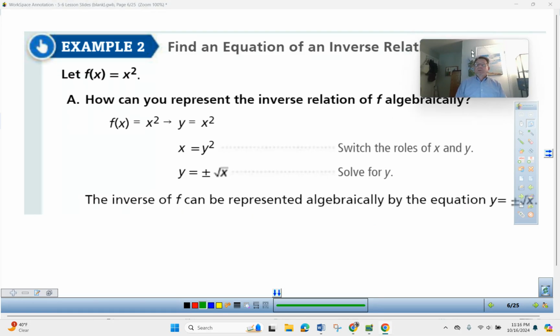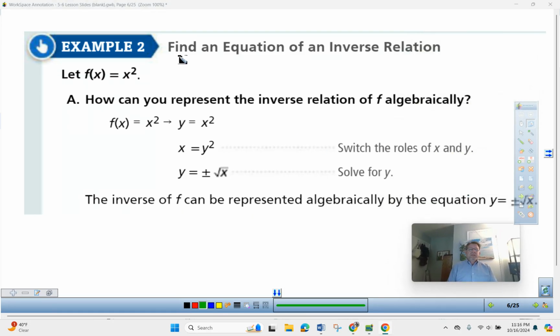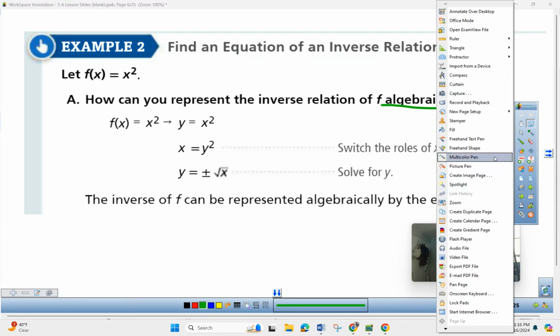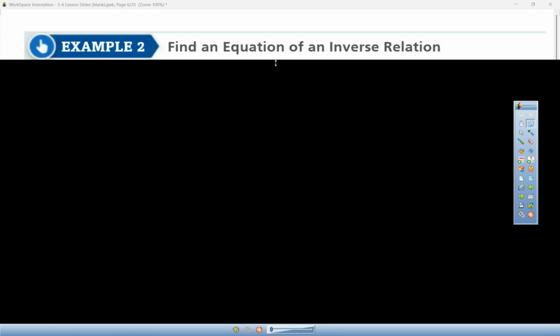With example 2, it says find an equation of an inverse relation. So how do we do that algebraically? Well, let me bring in a little tool here that might help us. Let's just open this up a little bit at a time.